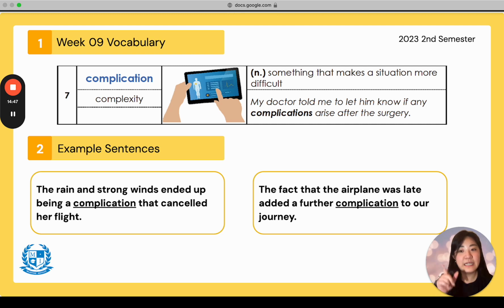Or here, same type of feel in the sentence. The fact that the airplane was late added a further complication to our journey. So here maybe they had already so many different complications adding up, and then at the very end they're like, oh, even our plane is late. Oh my goodness, this is going to further complicate our hotel reservations, and so on and so forth. Okay, complication.